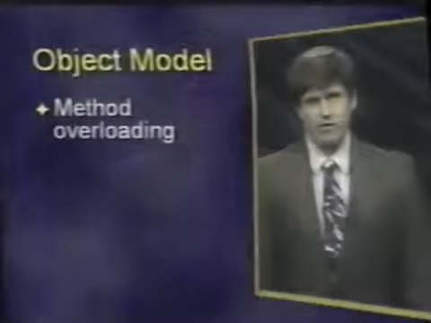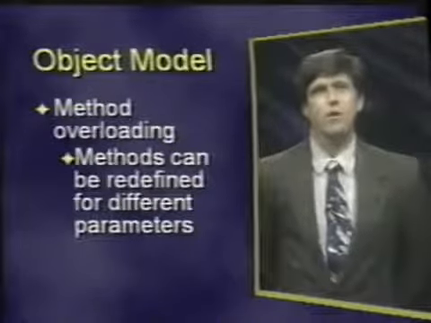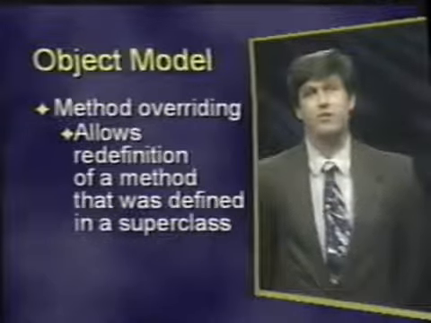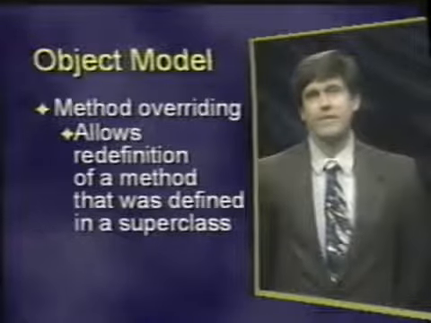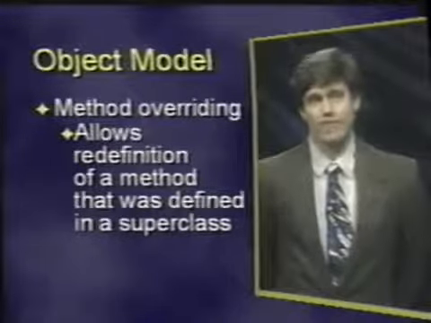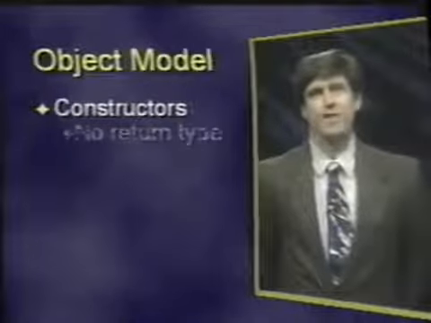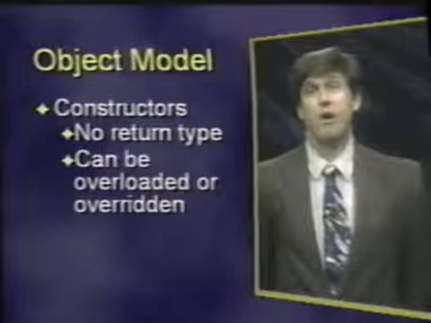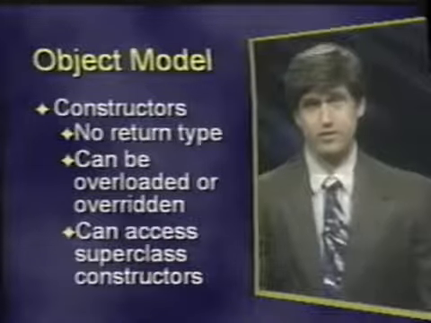In the Java object model, you're allowed to do things such as method overloading. In other words, you can have a method that's redefined for different sets of parameters. You also have method overriding, which allows you to redefine a method that was defined in a superclass. In other words, if a method is defined in one class, a class that extends that class can redefine that method. Constructors are essentially methods with one exception. They have no return type. Other than that, they have all of the same properties. They can be overloaded, overridden. They also have access to superclass constructors.